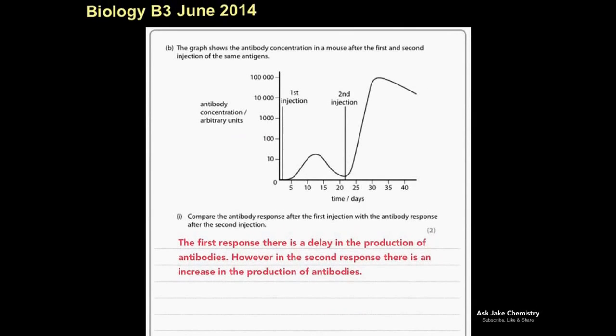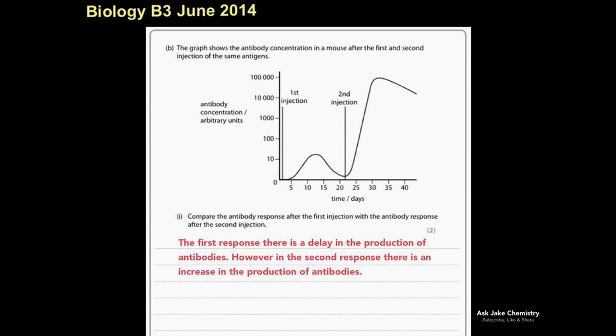So for this question, we're going to have to look at the graph. The graph shows antibody concentration in a mouse after a second injection of the same antigen. If you have a certain level of understanding of this, you can see that after the first injection, the rise in antibody concentration was slower. You can see how much slower it was compared to the second one. This is because of memory lymphocytes.